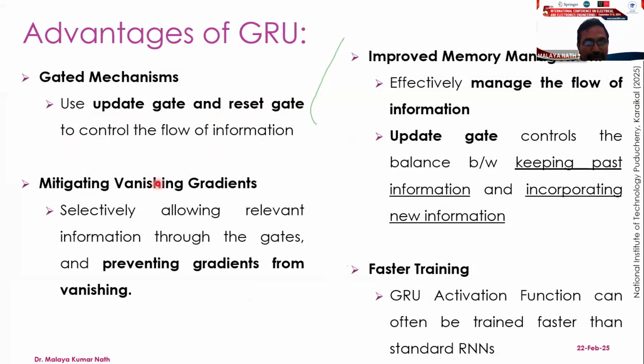It can mitigate the vanishing gradient problem. Selectively allowing the relevant information through the gates prevents the gradients from vanishing. It has improved memory management capability, meaning it effectively manages the flow of information. There is an update gate which controls the balance between keeping the past information and incorporating the newer information. So the update gate keeps the balance between the past as well as the newer information. And it has a faster training time. The GRU can often be trained faster than the standard recurrent neural network or the LSTM networks.